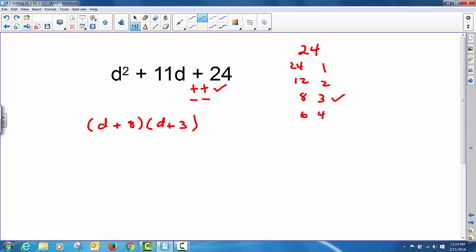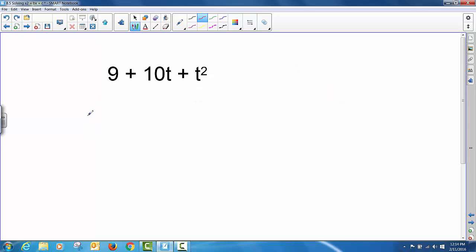I'm sure you did. Okay, so we know we're going to have parentheses. We know we're going to have a t. This is going to be plus plus or minus minus. This tells you it's going to be plus plus, so we put a plus there and a plus there. And we want factors of 10 that add up to 9. We've got 10 and 1 and 5 and 2 and, well, that's it, isn't it?